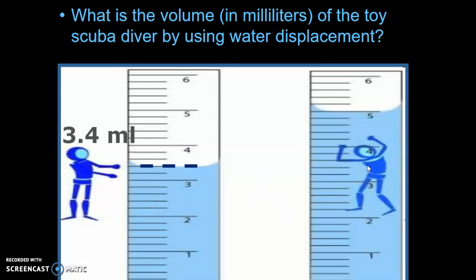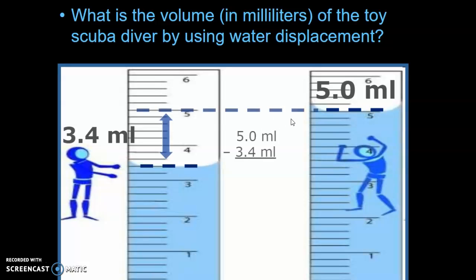And I need to see how much he displaced this by. It looks like my meniscus, remember, measure at the bottom of the curve, is at the 5 mark, so 5.0 milliliters. And I know to find the volume, I just need to subtract. So 5.0 milliliters minus 3.4 milliliters. I know that you can do this on a piece of paper. You don't really need a calculator for this because this is what we've been working on in math. So go ahead and figure out the answer and put your answer in the question box.